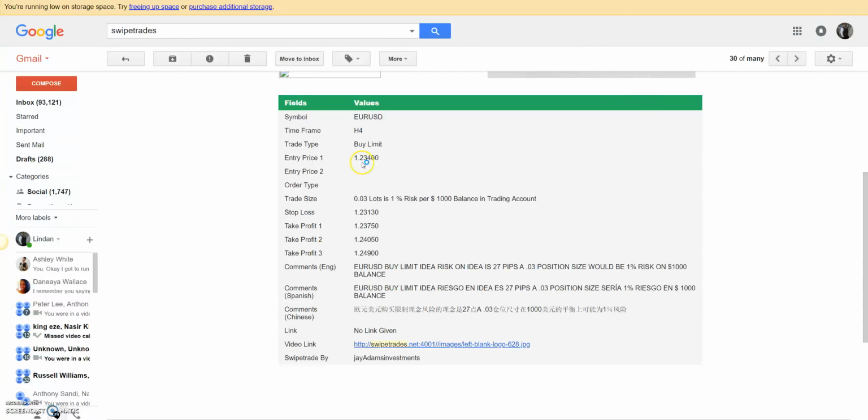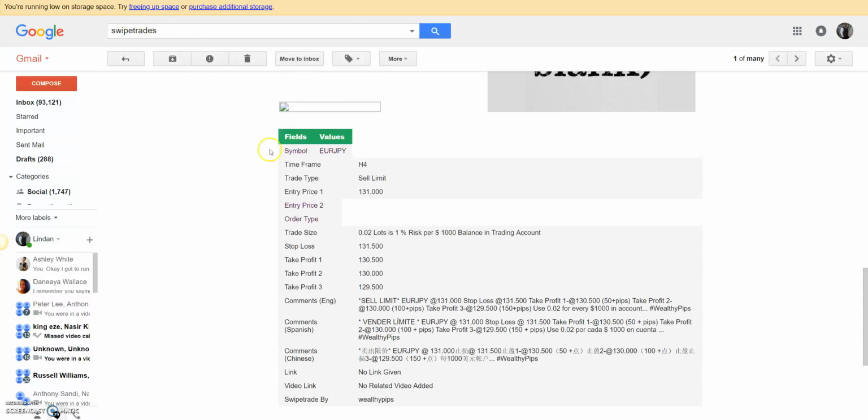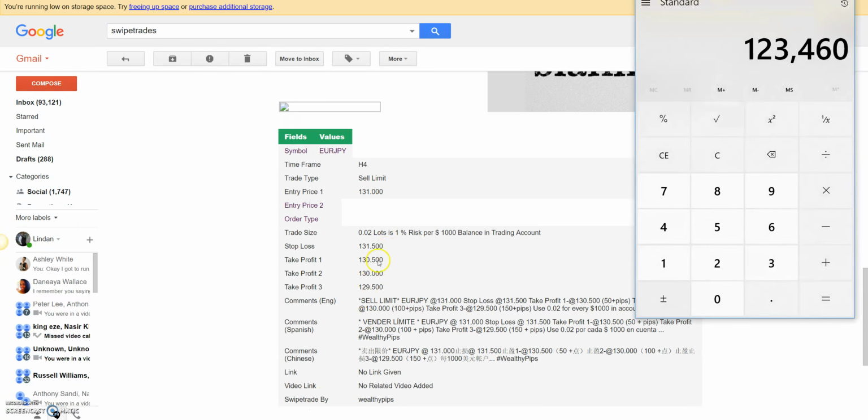And that's how you do most pairs. There are 5 numbers after the decimal point, and you will simply be adding 60. Now, some pairs, like a JPY pair, only have 3 numbers after the decimal point. You are still doing the exact same thing. You are adding or subtracting 60. So this is a sell. Here's how you would do this one. 131.000 plus 60. All right. So your take profit will be 131.0.